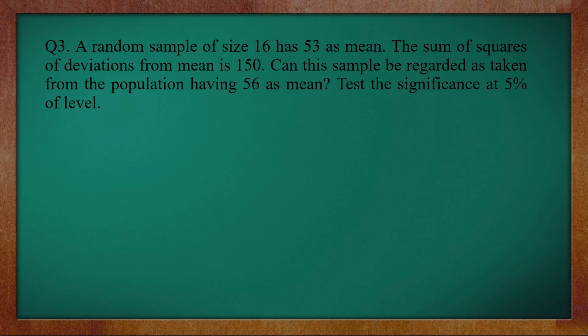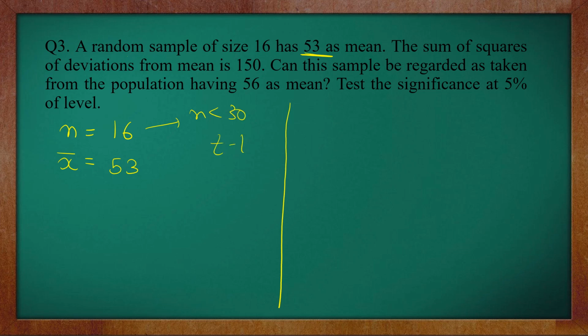We'll solve one more problem. Let's see what we have in this problem. A random sample of size 16 has 53 as mean. So what is the sample mean? This is 53. Two things are given. Sample size is less than 30, so obviously I'll go for the t-test.